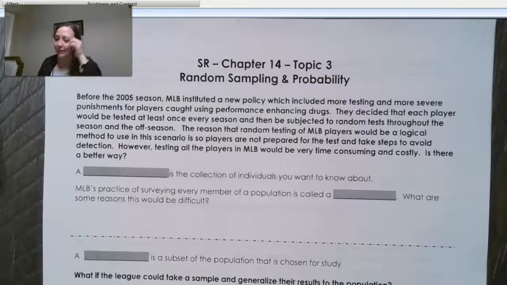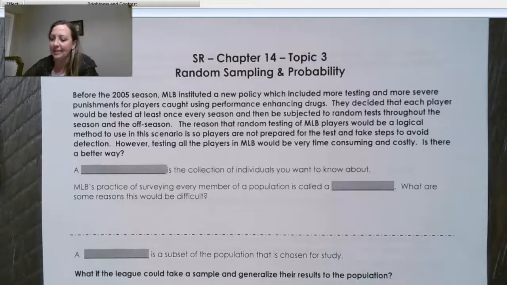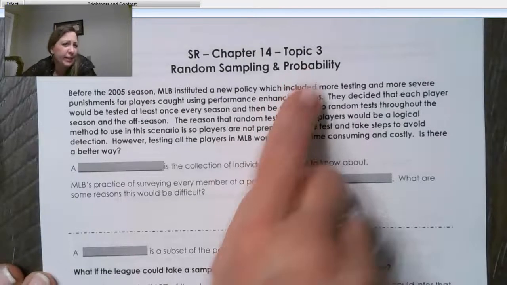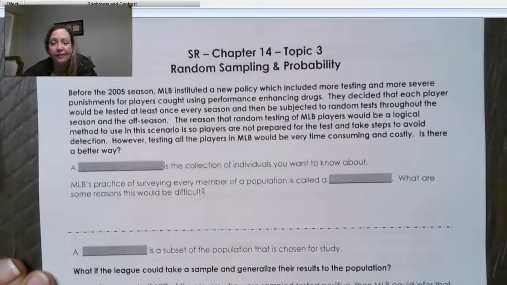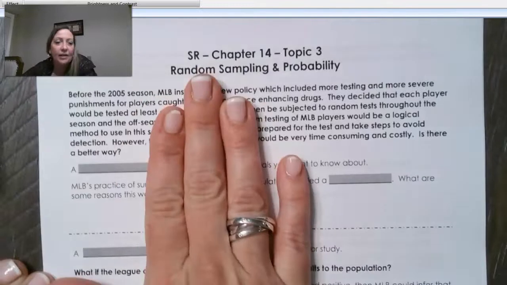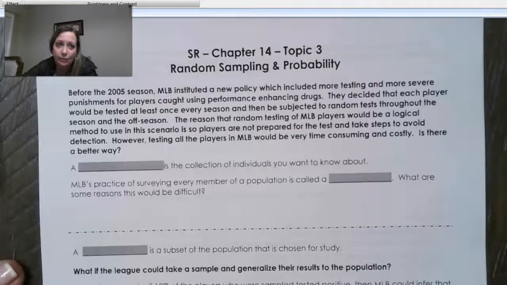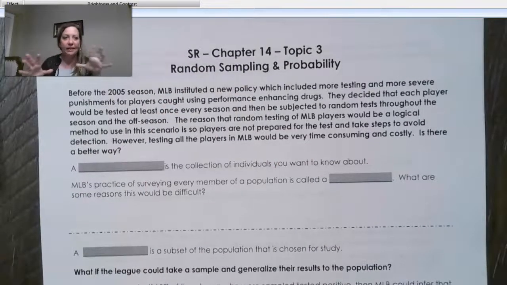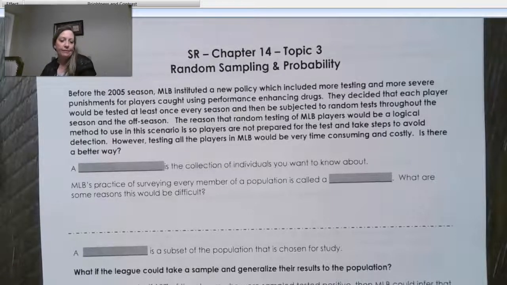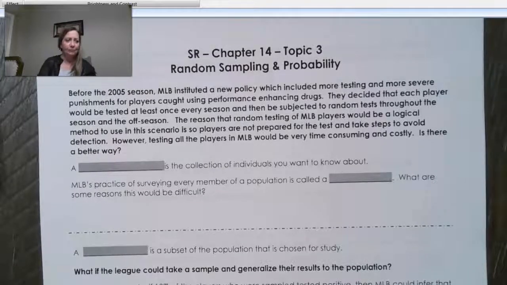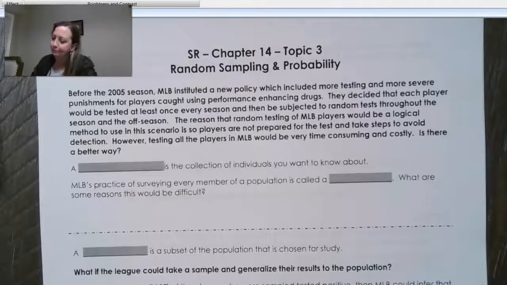Hi there. Today we're going to be looking at chapter 14, topic 3. We're going to be doing two different things. We're going to be doing some definitions on sampling, and we're also going to be talking about probability. So they're like two different sub things in here, but vocabulary and then application of this separate skill.